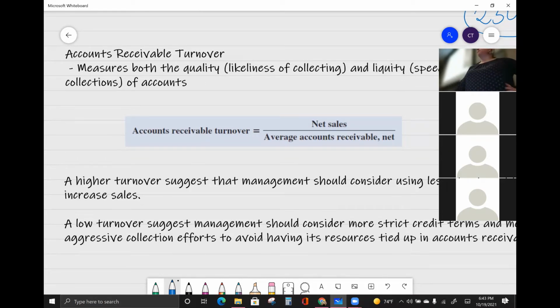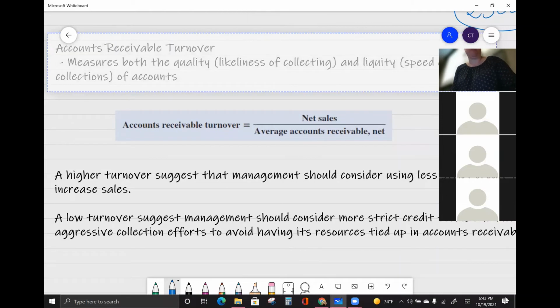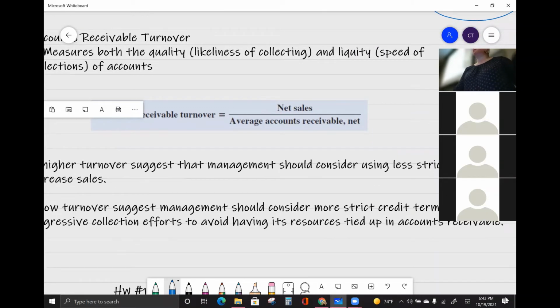Okay, this is our formula that I want you to remember for this week. It's the accounts receivable turnover. So it's measuring both the quality and the liquidity. The quality is how likely is it that we're going to collect? And the liquidity is how fast are we going to collect on it? So it's net sales over average accounts receivable.